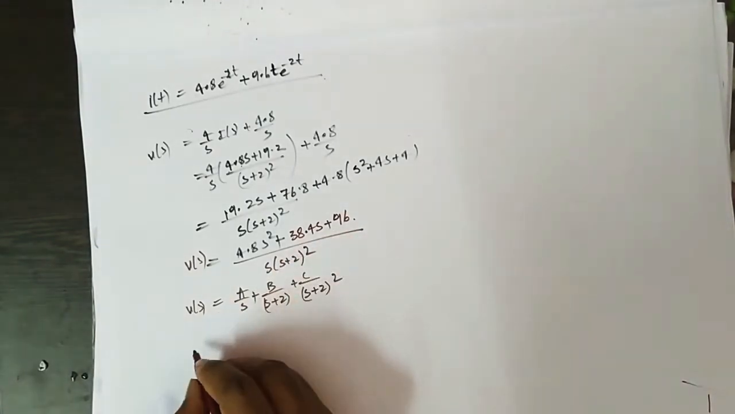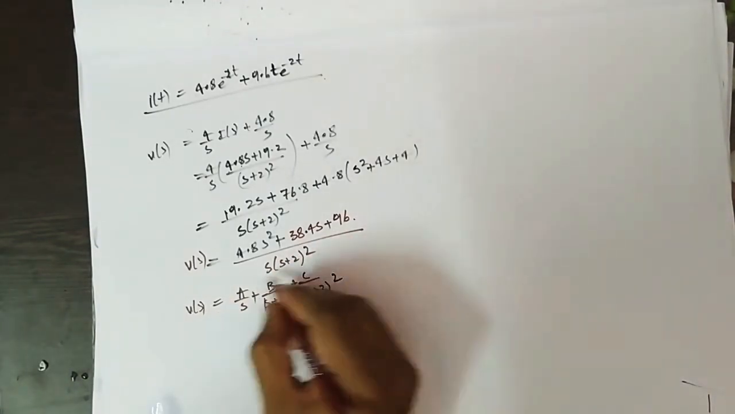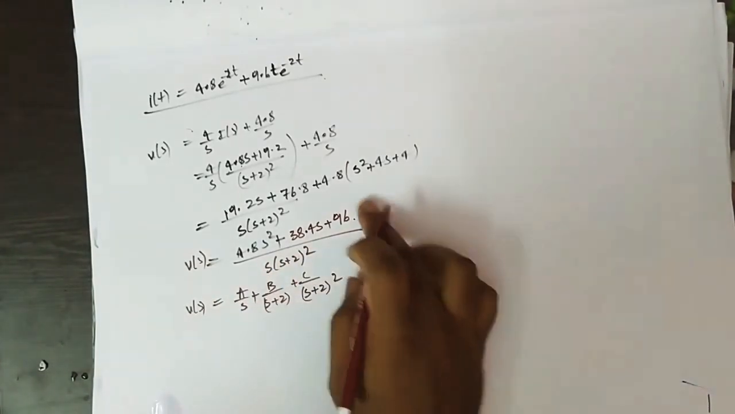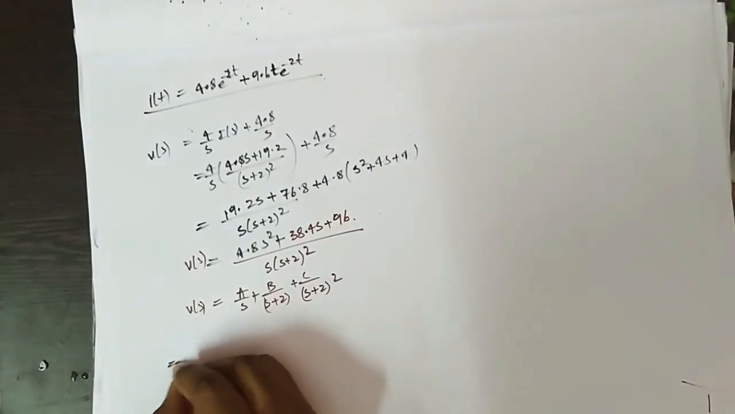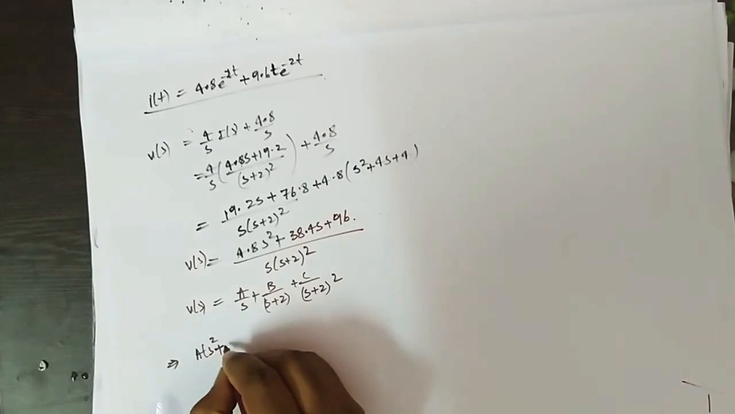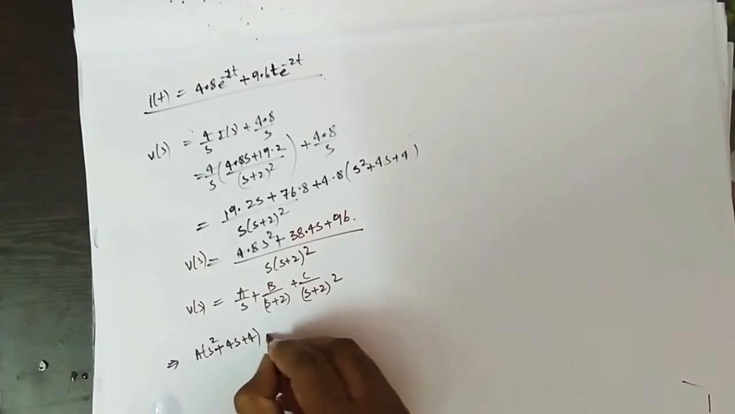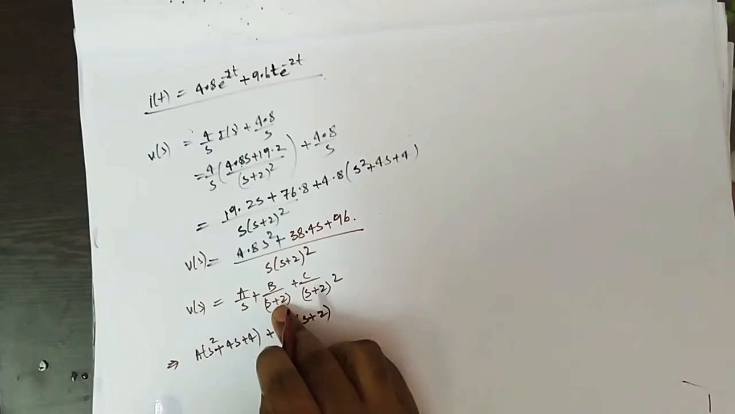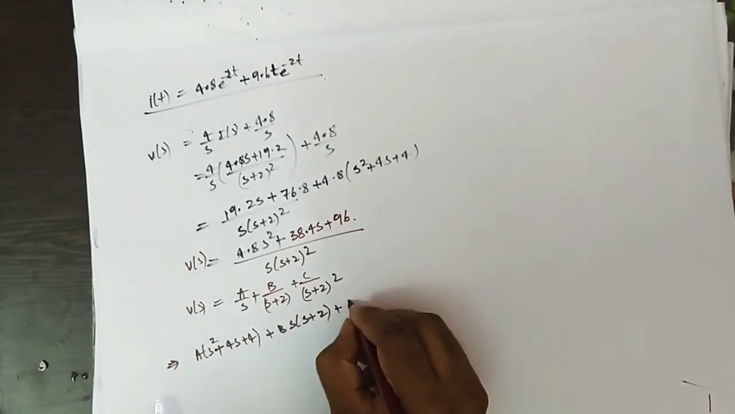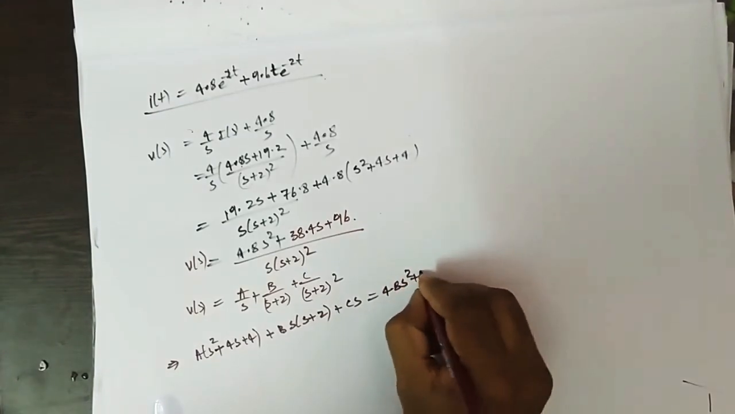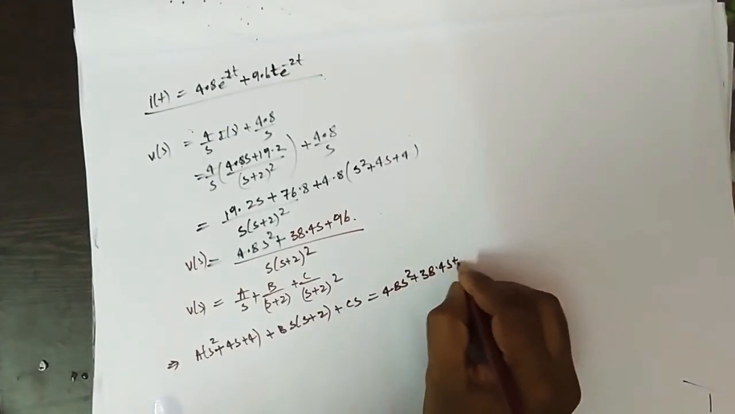After finding the LCM, the numerators of this term and this term should be equated. Directly I am writing that equation: A into s plus 2 whole square, that is s square plus 4s plus 4, plus B into s plus 2, plus C s equal to 4.8 s square plus 38.4 s plus 96.